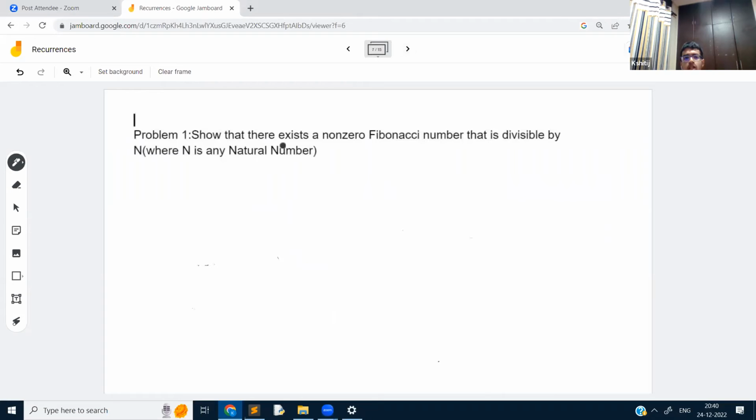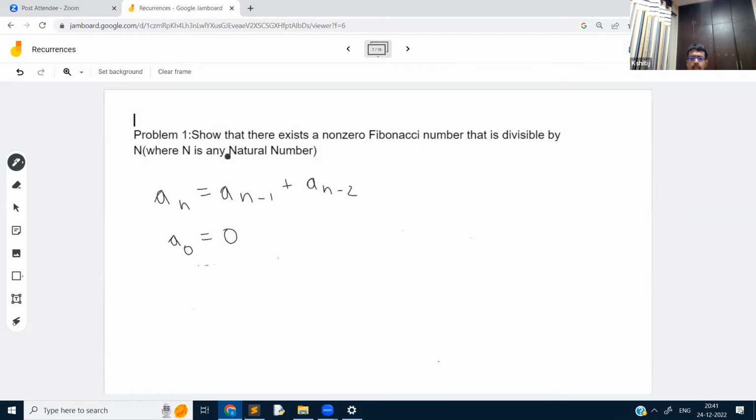Okay, so I will now discuss some problems. Show that there exists a non-zero Fibonacci number that is divisible by n. n can be any given natural number. So it holds for all n that you can find a Fibonacci number divisible by it. So now the proof is, I will first write the recurrence. Now you have to find a non-zero one, so you can't write 0 equals 0.